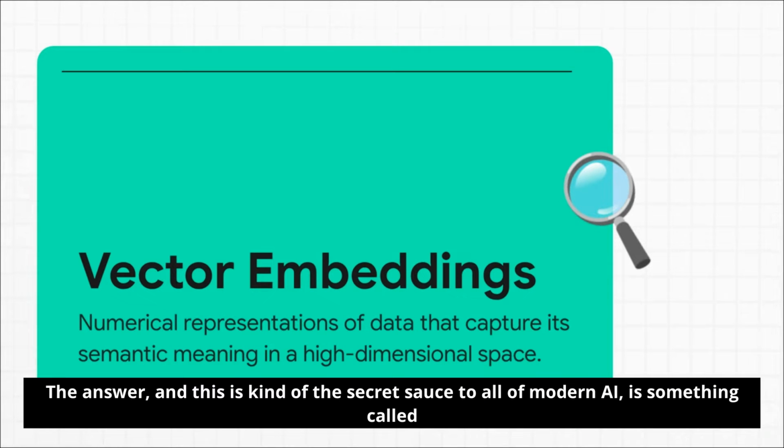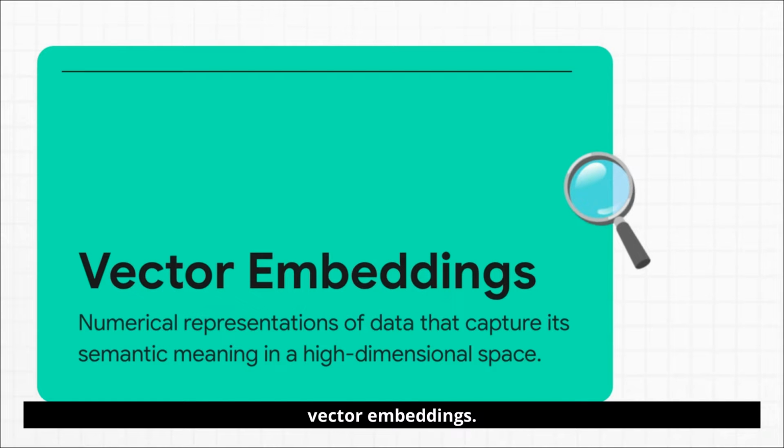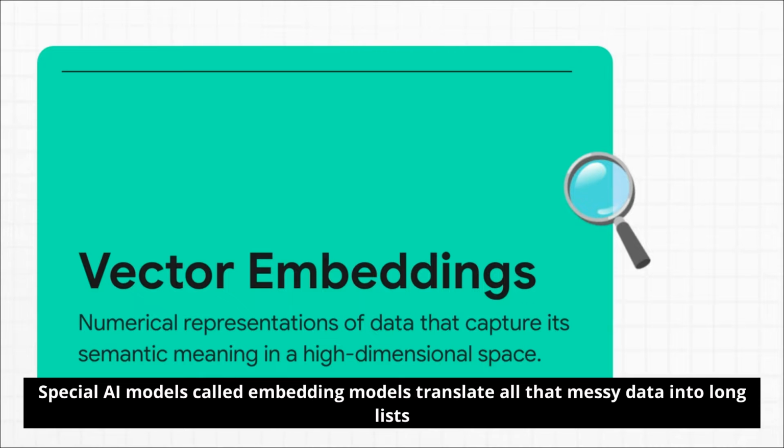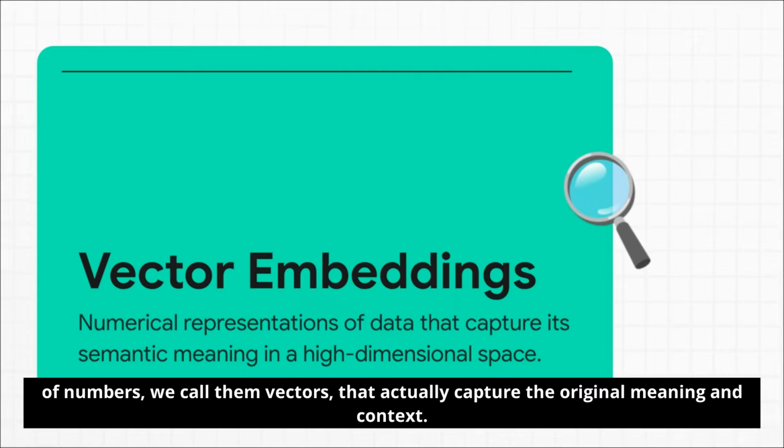The answer, and this is kind of the secret sauce to all of modern AI, is something called vector embeddings. Think of it as a secret language for machines. Special AI models called embedding models translate all that messy data into long lists of numbers, we call them vectors, that actually capture the original meaning and context.